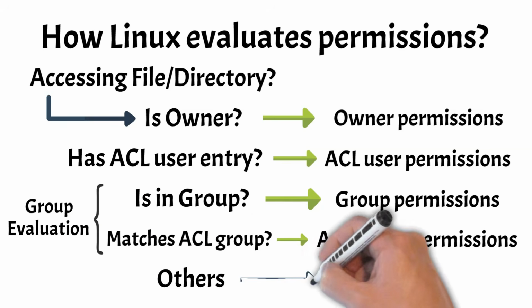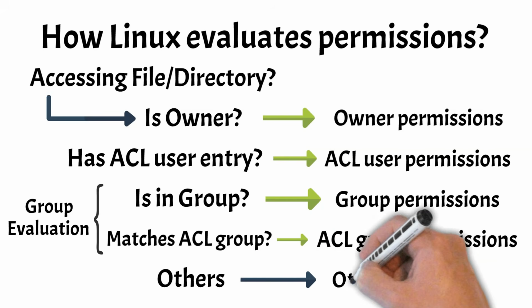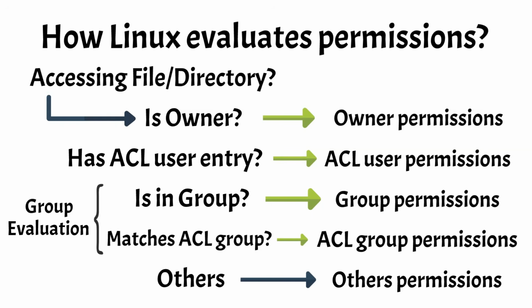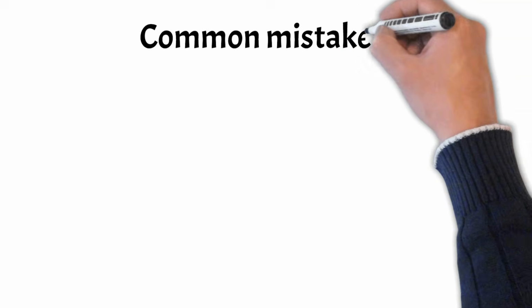An important detail is that permissions are not combined across these steps. As soon as a matching category is found, Linux uses those permissions and stops checking further. Understanding this evaluation process helps explain why access is sometimes granted or denied in ways that may not be immediately obvious. Even small mistakes with permissions can lead to surprisingly big problems.